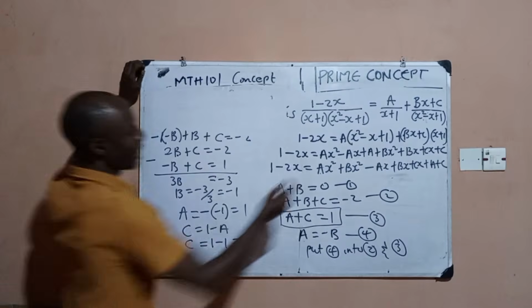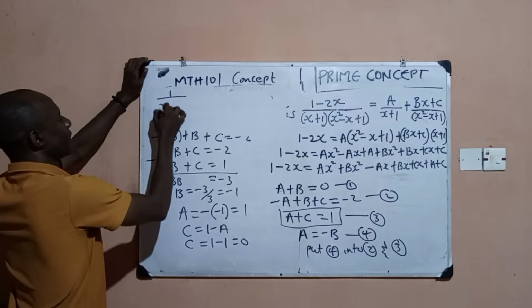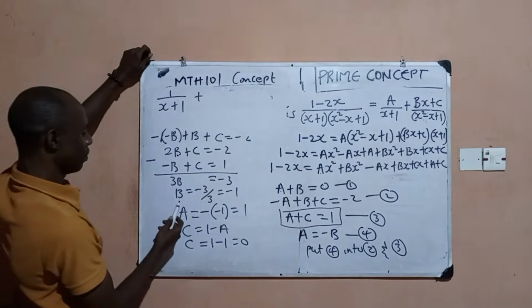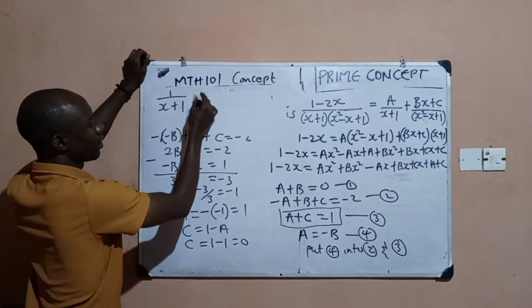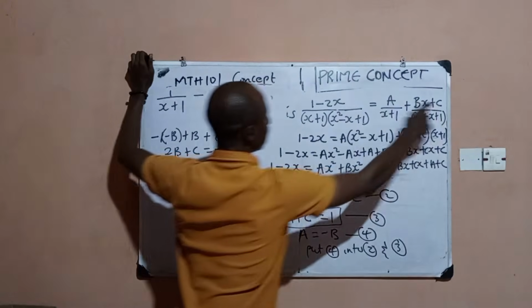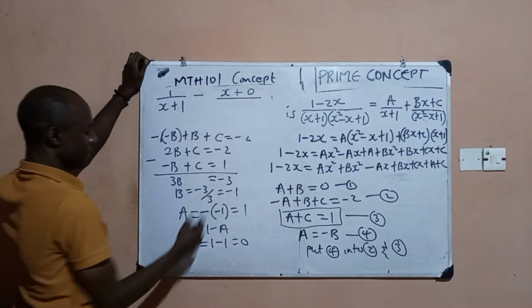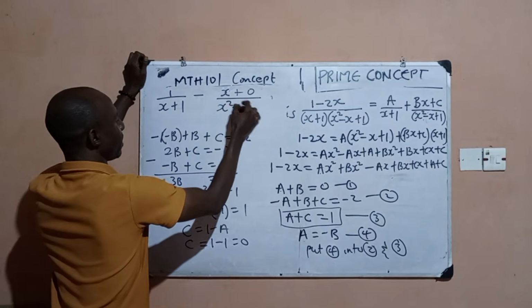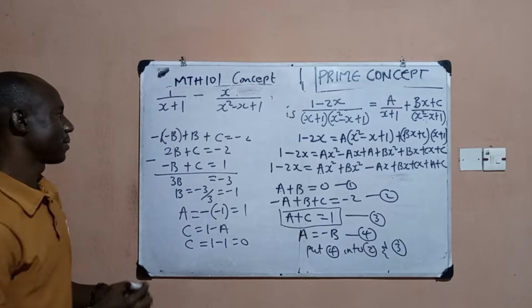So I can summarize my answer. In place of A now, I have 1 over x plus 1, plus, in place of B, we got B to be minus 1, so this will now become minus x. Now what is C? C is 0. So x plus 0 all over what now? All over this, which is x squared minus x plus 1. So I can just remove this 0. So this is my answer.